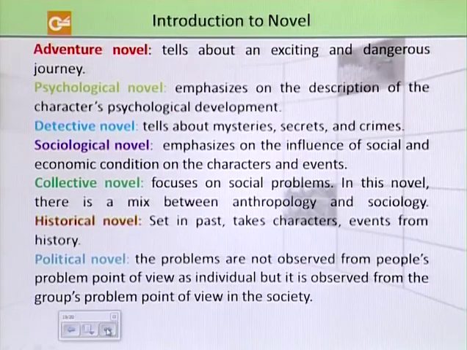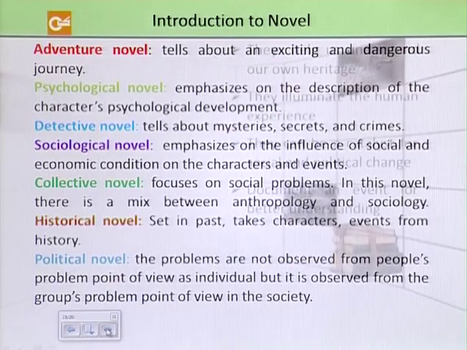Then we have a collective novel. It focuses on social problems. This novel is a mix between anthropology and sociology. Then we have historical novels, which are set in the past and take characters and events from history. Then we have political novels. The problems are not observed from an individual's point of view, but from the point of view of a group or a nation in any particular society.